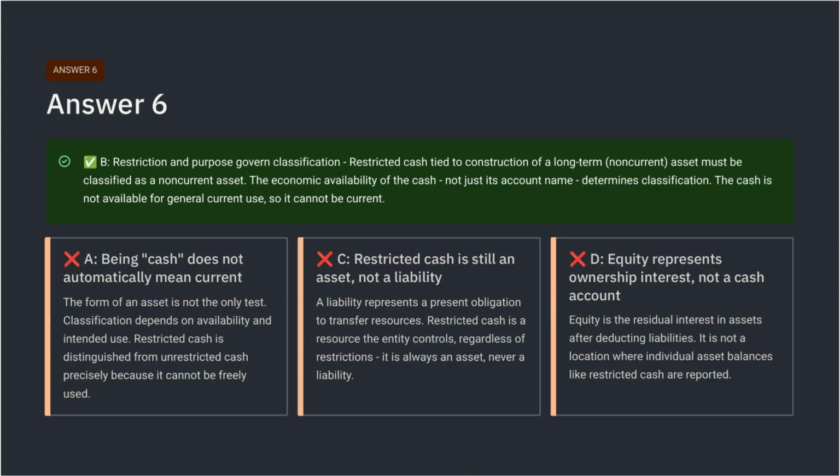Option C is wrong because restricted cash is still an asset, not a liability. Option D is wrong because equity represents ownership interest, not a separate cash balance. The substance of the restriction controls classification.